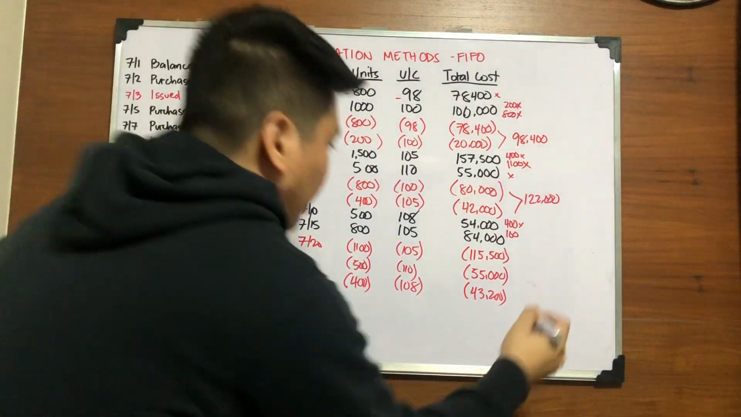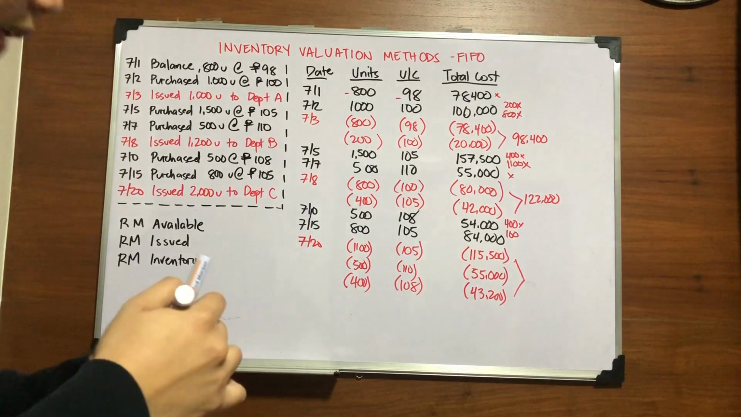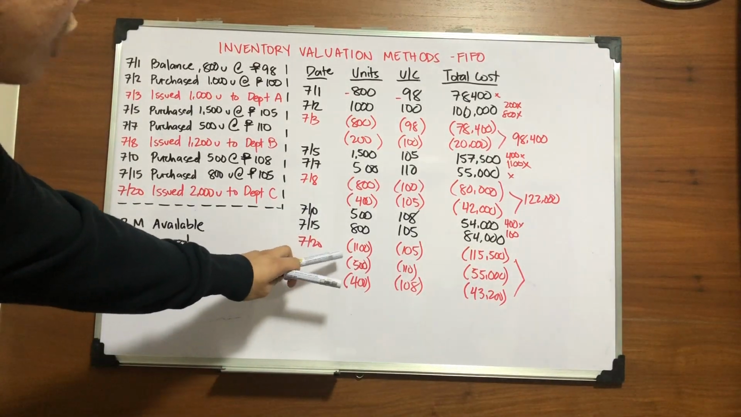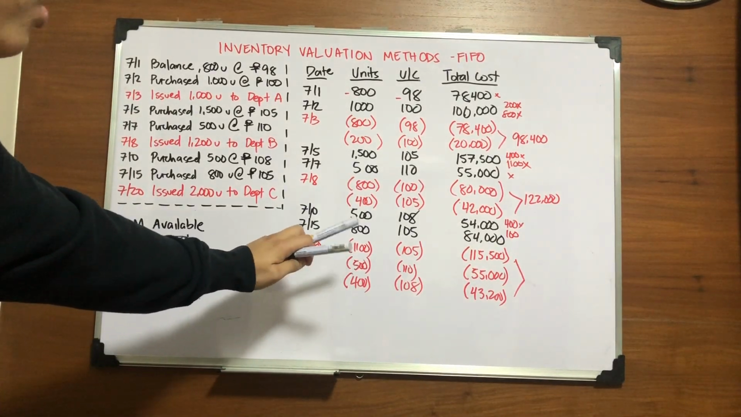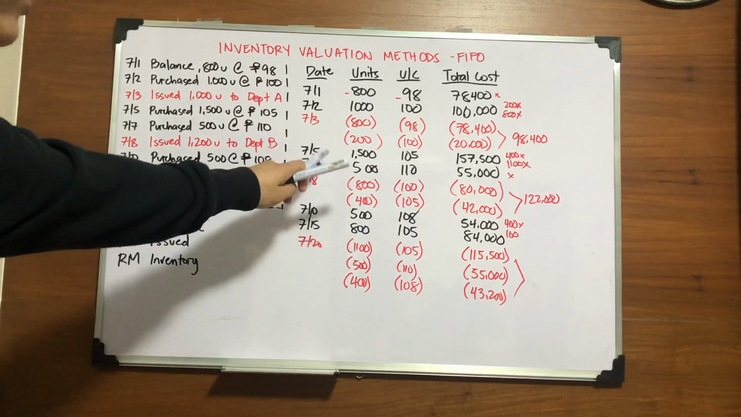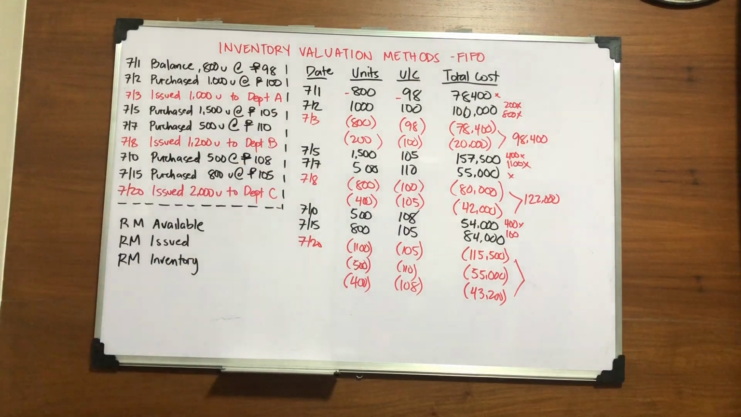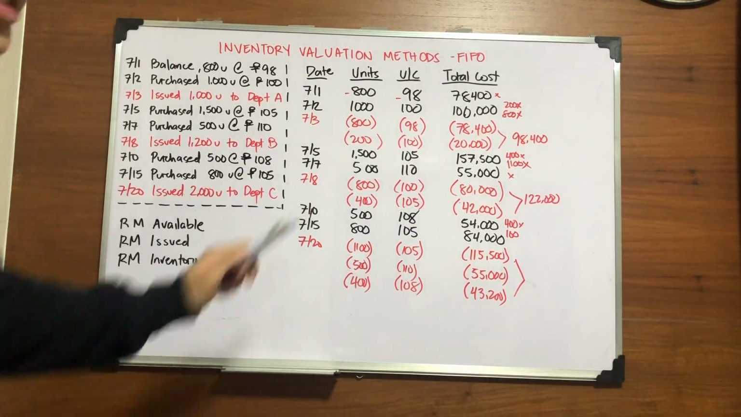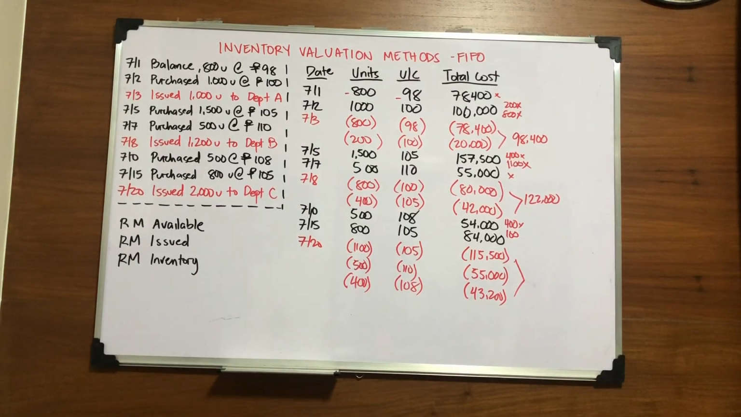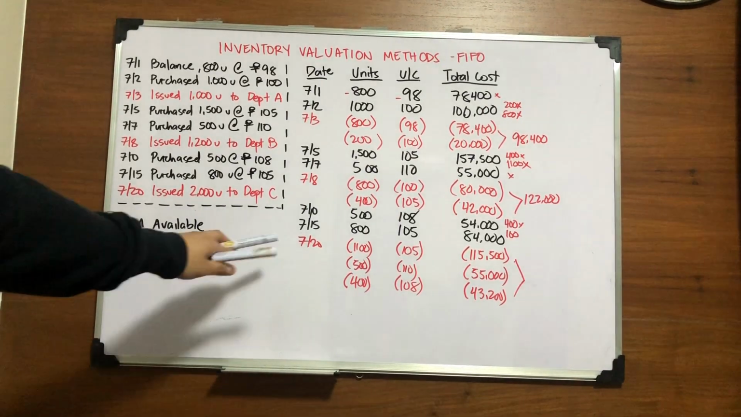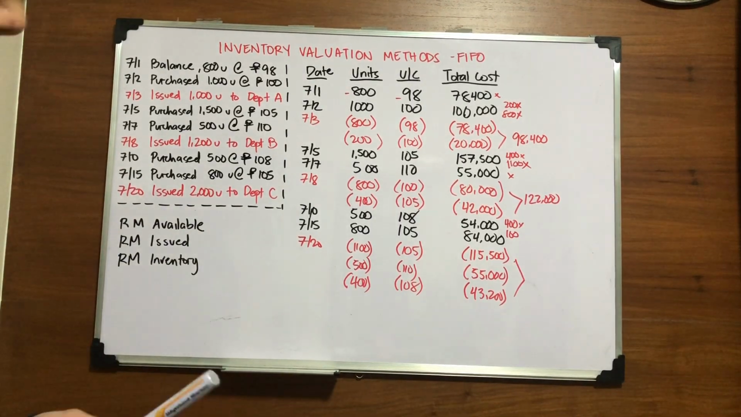So add this up. We need to verify. The 1,100 units we got from the July 5 transaction. The 500 units we got from the July 7 transaction. While the 400 units, we were able to get a portion of this from the July 10 transaction. So we add 43,200 plus 55,000 plus 115,500. The total raw materials issued for July 20 would be 213,700.